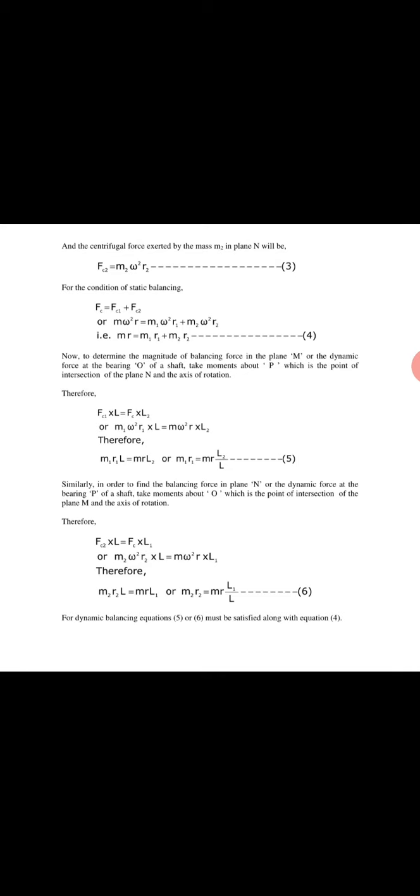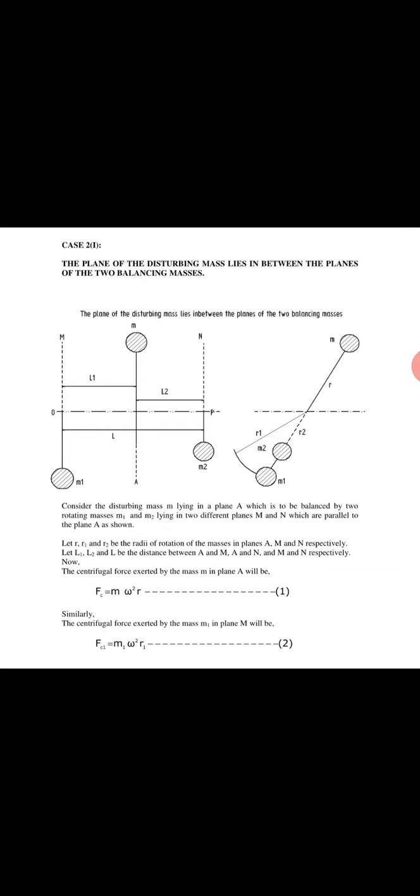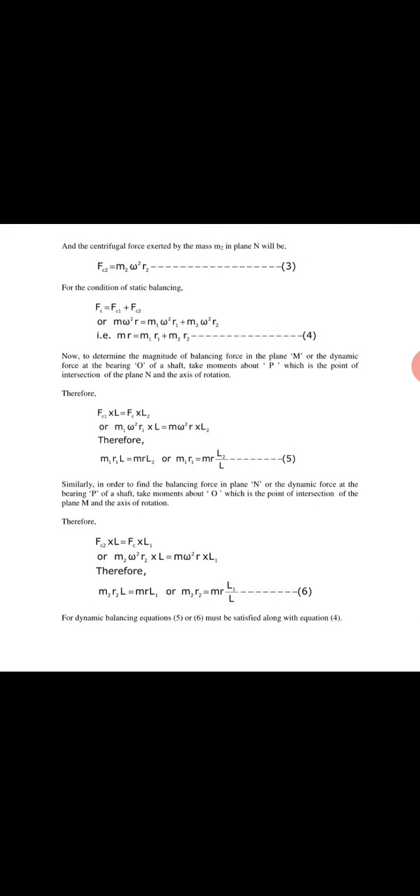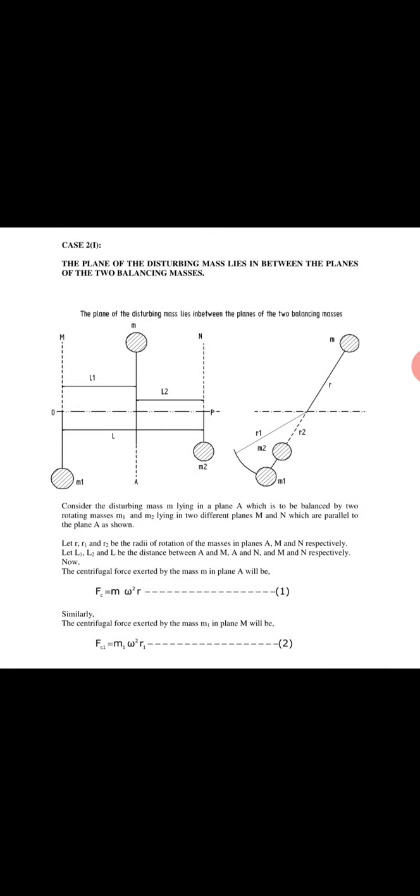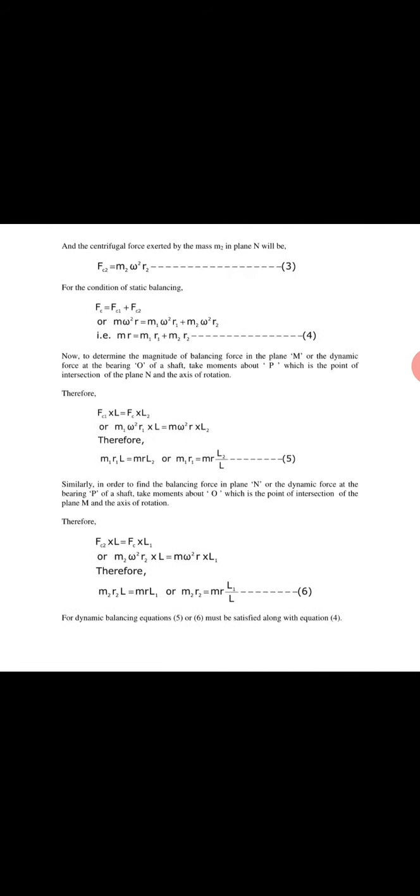So for static balance, since the disturbing mass M is on one side and the balancing masses M1 and M2 are on the other side, the centrifugal force of the disturbing mass M should be equal to the centrifugal forces of the two balancing masses, that is M1 and M2. That's why, for static balance, Fc equals Fc1 plus Fc2.